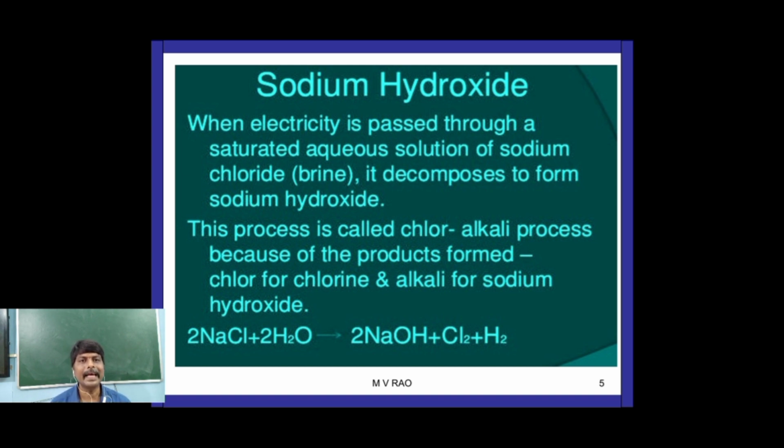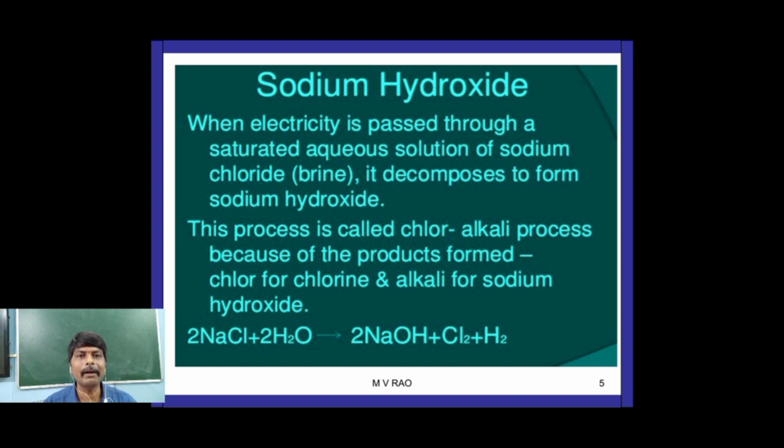Here one word is there, brine solution. What is brine solution? Aqueous solution of sodium chloride. Aqueous NaCl is called brine solution. If you pass electricity through brine solution, it undergoes decomposition. So already you know, decomposition by using electricity is called electrolysis. So brine solution on electrolysis will give three important products. One product is sodium hydroxide, another one is chlorine, another one is hydrogen.